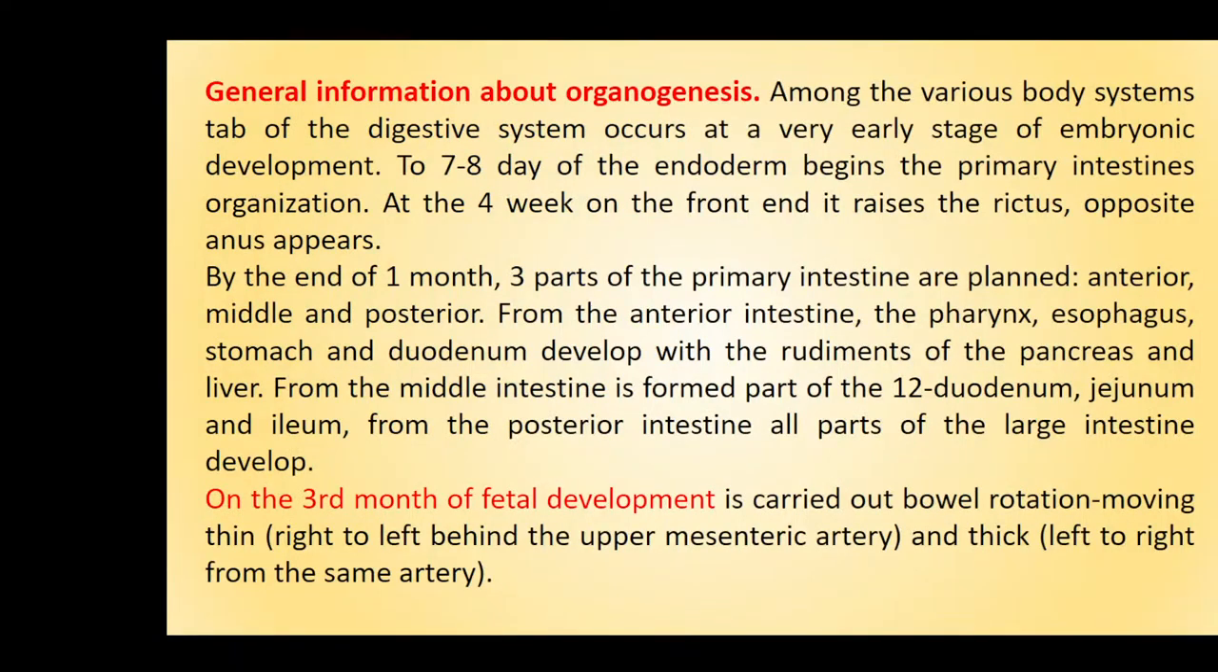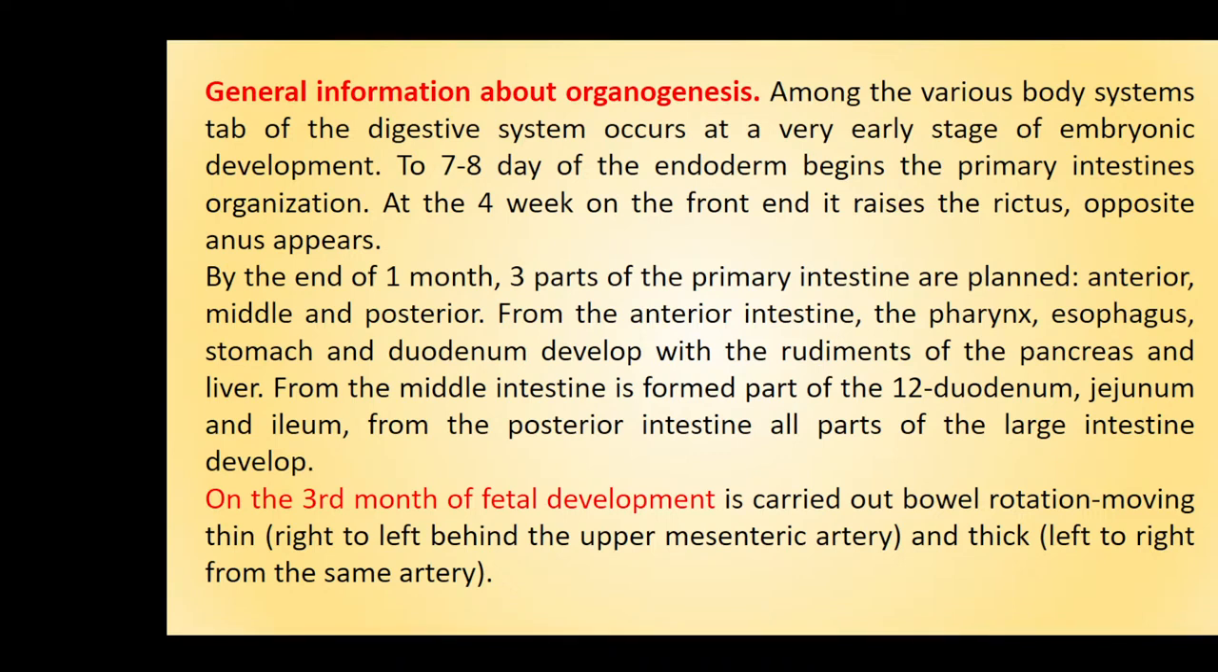Among the various body systems, the digestive system occurs at a very early stage of embryonic development. By day 7-8, the endoderm begins the primary intestine's organization. At 4 weeks, on the front of it rises the rectus, opposite the anus appears. And by the end of the first month, 3 parts of the primary intestine are planned: anterior, middle, and posterior.